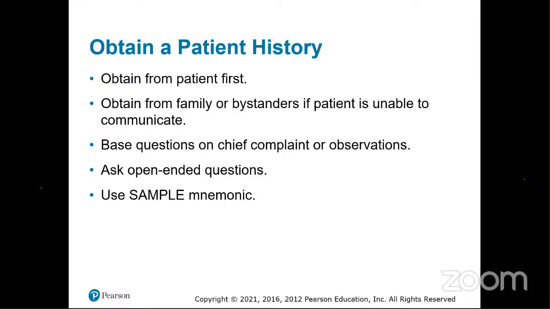So we're going to obtain the patient history from the patient. Then we can talk to bystanders if they're unable. We're going to base questions on the chief complaint or observations, meaning, okay, you're saying you have left arm pain. That's what we're going to ask. Is it radiating? Is it sharp? Is it dull? Simple, open-ended questions. And then we're going to use the SAMPLE mnemonic, which is signs and symptoms, allergies, medications, past pertinent history, last oral intake, and events.